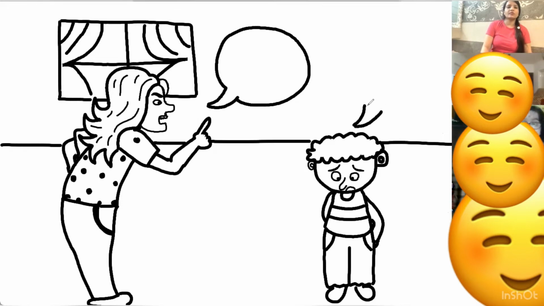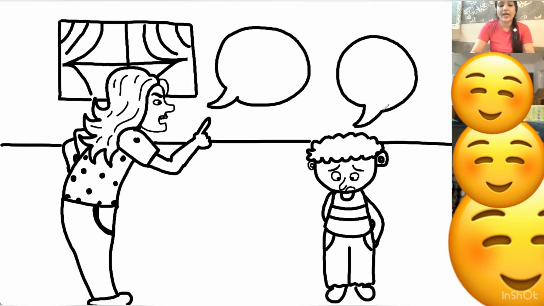Why are you doing this? And what is the boy thinking? What is the boy saying? But what is the reason? This is what you have to think now. What is the reason? Is there a broken plate over there? Or something which this child has done? What do you think this boy has done? You have to tell me that. What do you think this boy has done? Something is broken. What do you think?